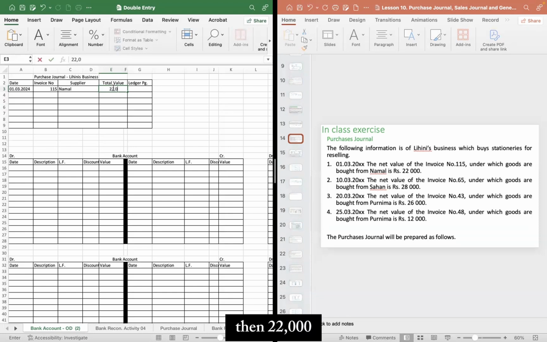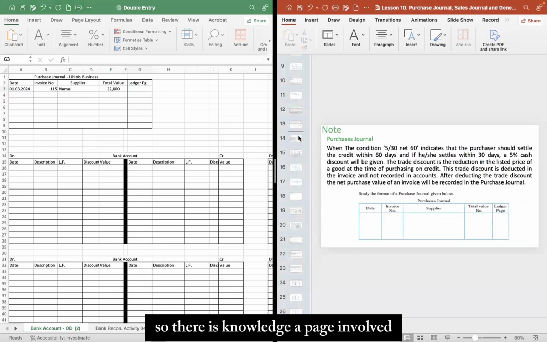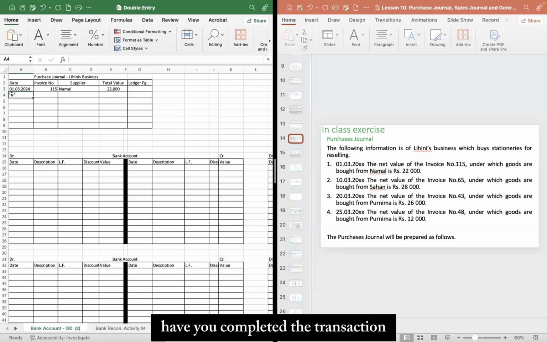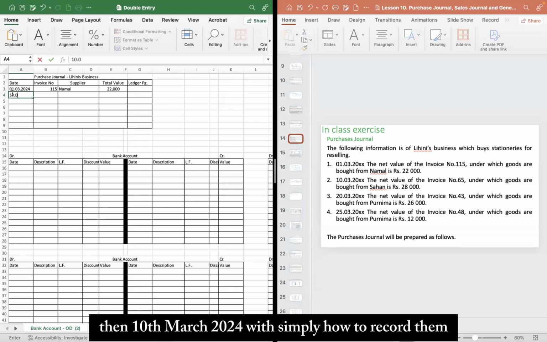Then 22,000. So there is no ledger page involved. Have you completed that transaction? Shall I move on to the next? Then, yes. 10th March 2024. We simply have to record them.